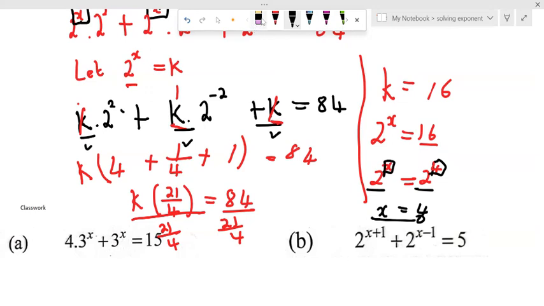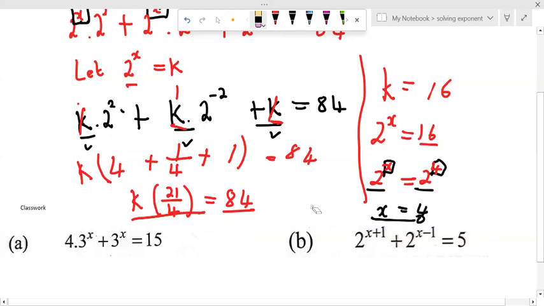And then from here, I think you can try this one. You can try this too. You can try number A and number B, if you really want to check yourself.